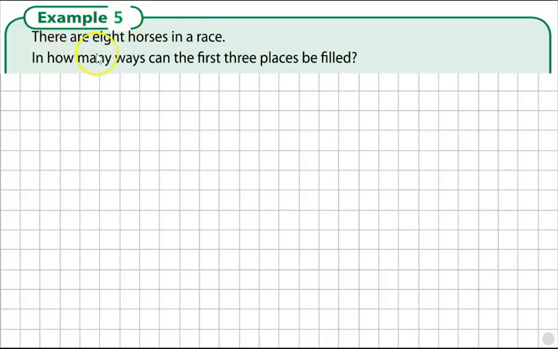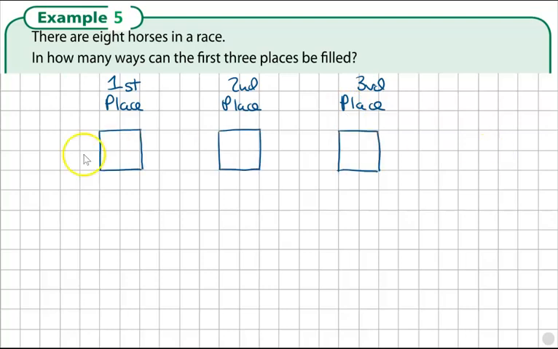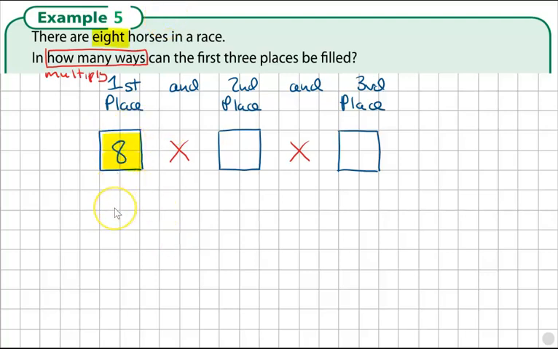Example 5. There are 8 horses in a race. In how many ways can the first 3 places be filled? So we've got first place, second place, third place, so we've got 3 boxes. In how many ways, we want to think multiply. So it's going to be first place and second place and third place, and means multiplying probability. For the first box, there's 8 horses that could possibly come in first place. So 8 goes in the very first box.